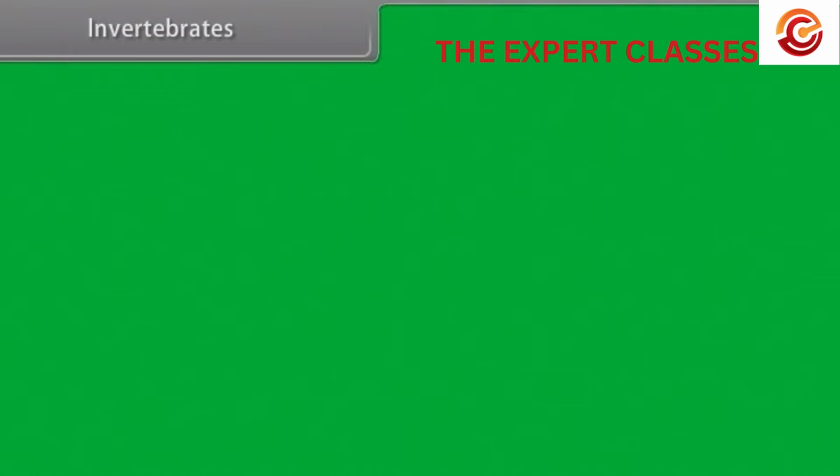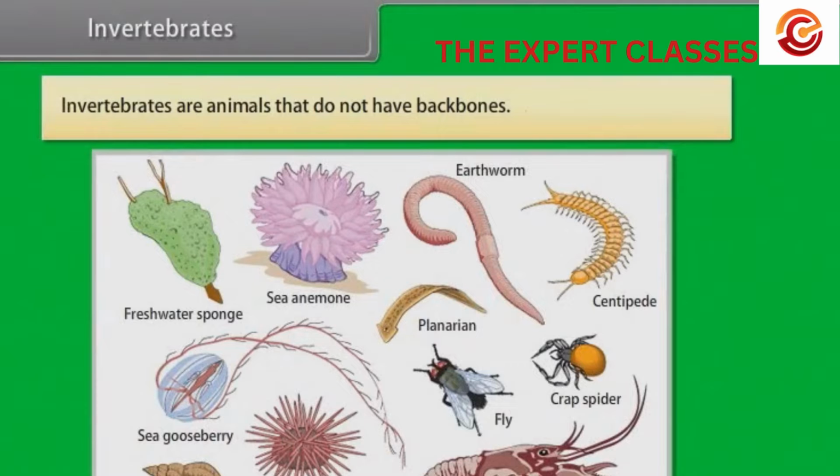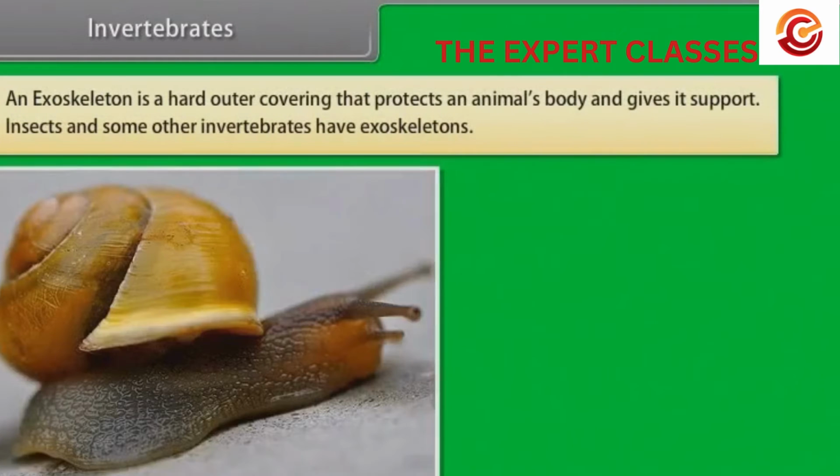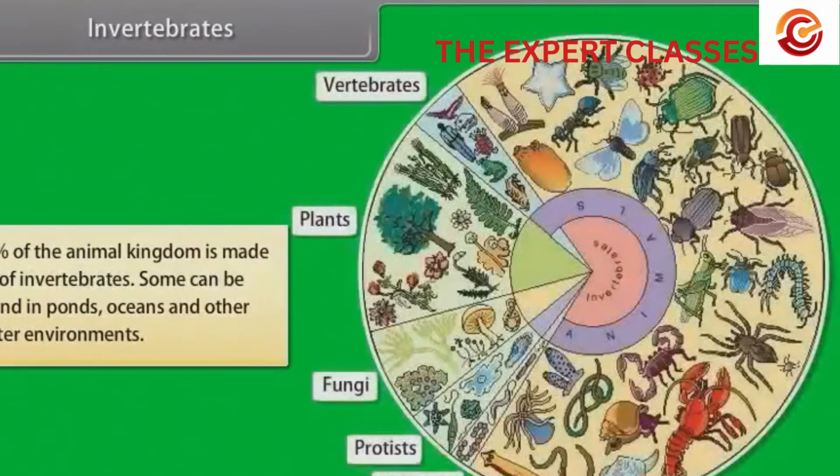Invertebrates. As we have already said, invertebrates are animals that do not have backbones. An exoskeleton is a hard outer covering that protects an animal's body and gives it support. Insects and some other invertebrates have exoskeletons. 97% of the animal kingdom is made up of invertebrates.